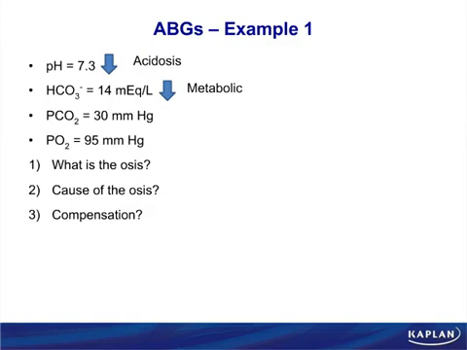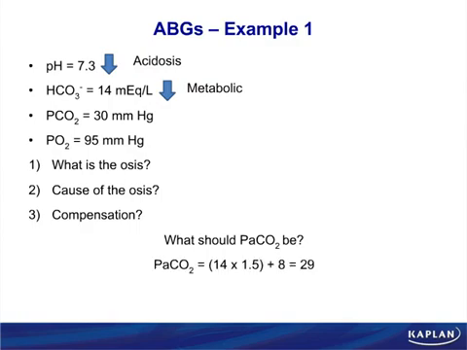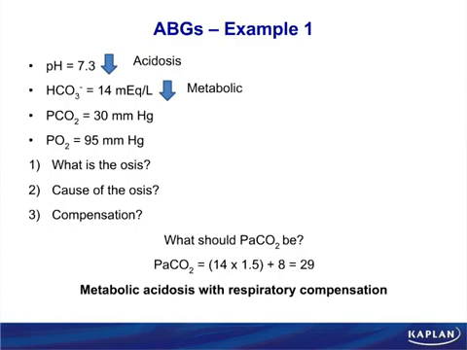Now, if I have a metabolic acidosis, I need to see if CO2 is where it should be. I calculate that using Winters' equation. Patient has a bicarb of 14. 14 times 1.5 is 21, plus 8 is 29. Patient has a CO2 of 30. So this is a metabolic acidosis with a respiratory compensation. CO2 is within the range of what it should be. Remember, Winters determines what it should be.